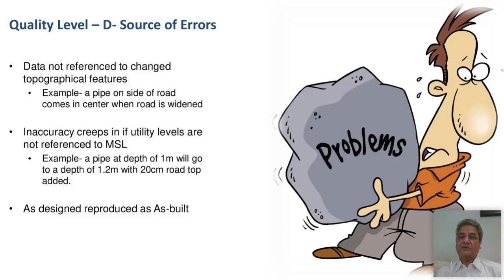Now, inaccuracy also creeps in when the utility levels are not referenced to mean sea level. For example, you are showing a pipe at a depth of 1 meter. You're just showing depth from the top, and then comes one road layer of 20 centimeters. It goes to 1.2. Another road layer after a few years, it goes to 1.4. So like this, the depth will keep changing because you're adding road layers on top of it. Now, this is not being documented. So this is an inaccuracy.